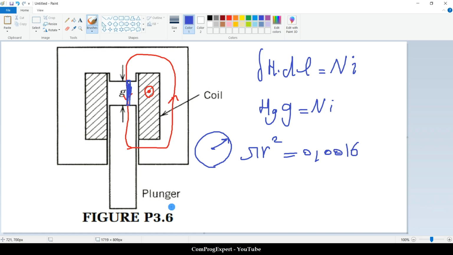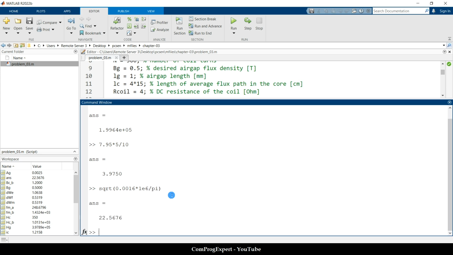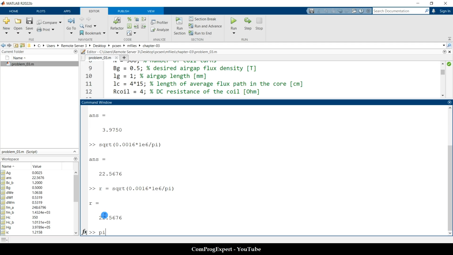0.0016. So the value of r, if we consider the unit millimeter, is equal to the square root of 0.0016 times 1e6, to have it in millimeter square, divided by pi. So this is the radius, 22.6. This is r. Pi times r to the power 2 times 1e minus 6 is the area.